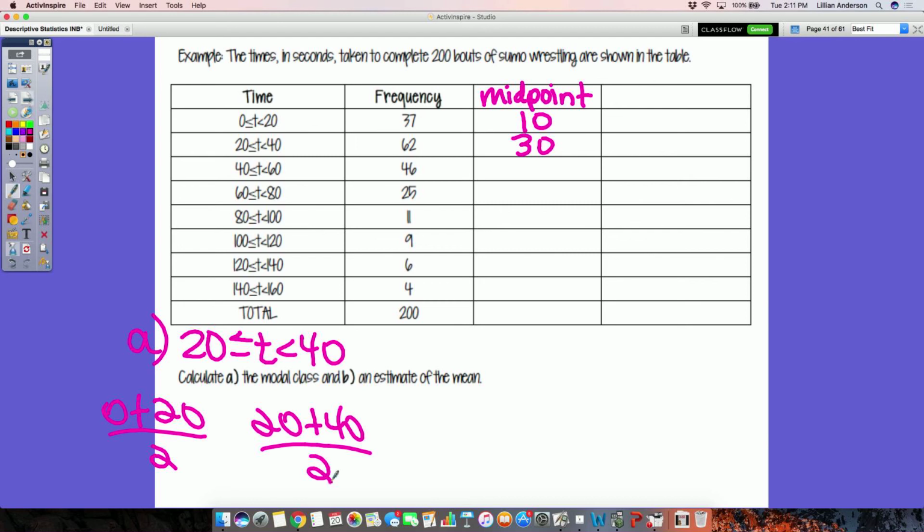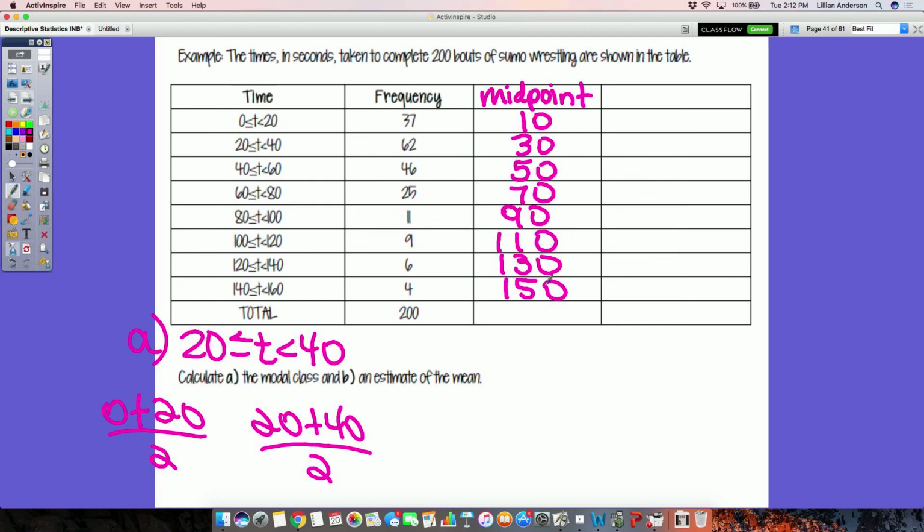The third class. The fourth class, 70. And let's keep going. 90. Keep going. 110. 130. Keep going. 150. Okay? So we need the midpoints, which we now have, and we need the frequencies, which are already given to us.